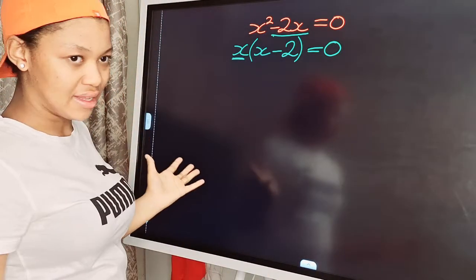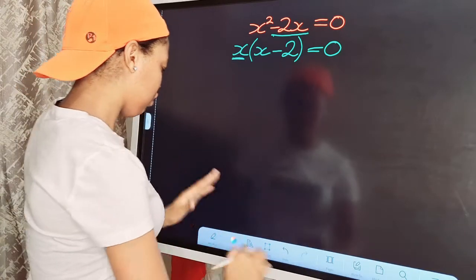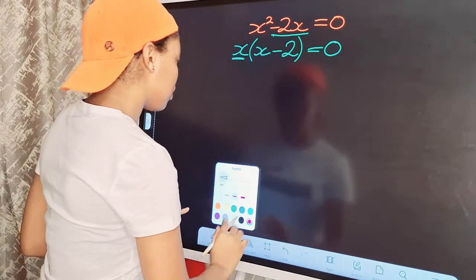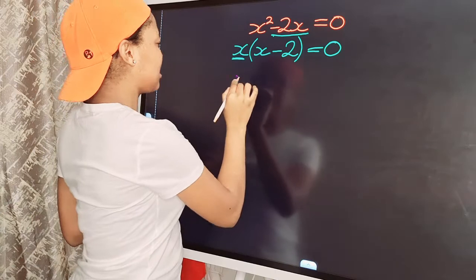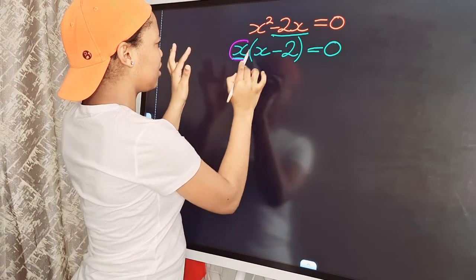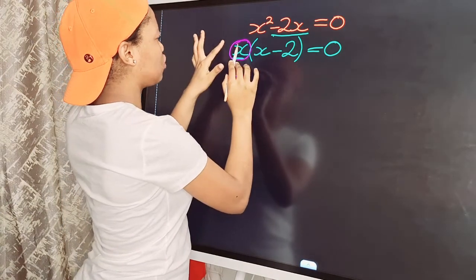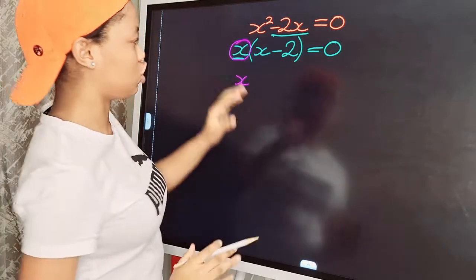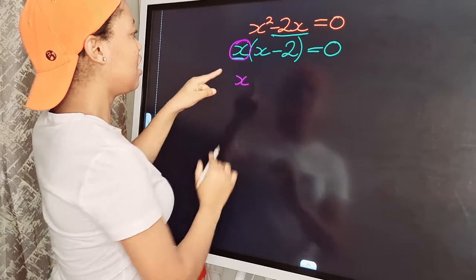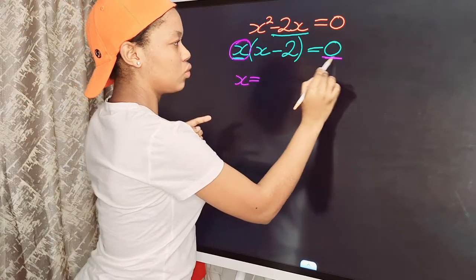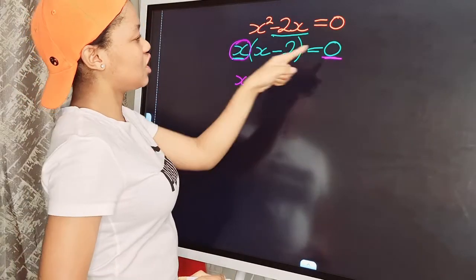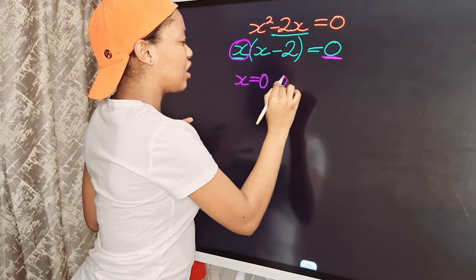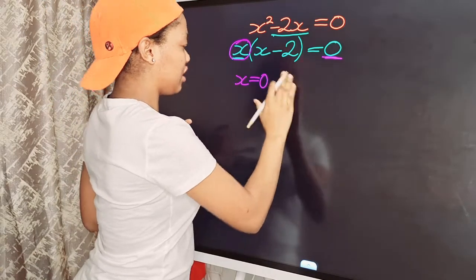Now you have factorized. The step from here is very simple, you really don't need to do much. You take the factor outside the brackets separately, then the one in the brackets separately. So we start with the one outside of the brackets and equate it to 0. So we say x equals 0. Then let me put a different color here.